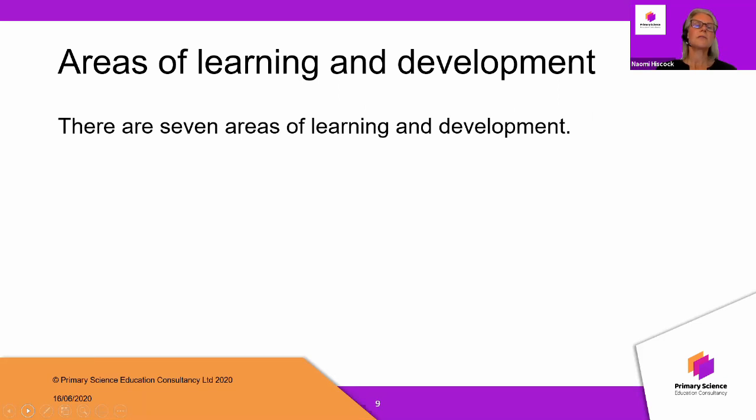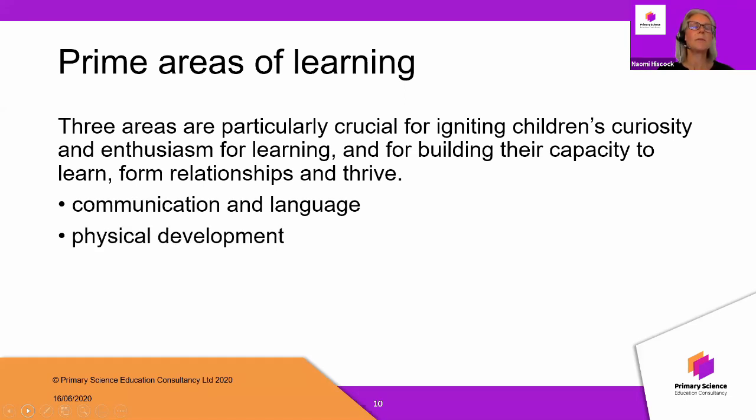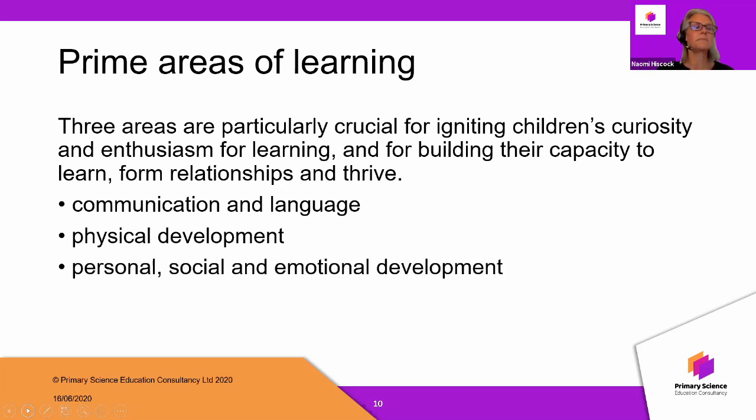So alongside the characteristics of effective learning, there are also these 7 areas of learning and development. And 3 of them are the prime areas. So these are the really crucial ones: communication and language. And again, that came up in the chat as being something where we need to provide a really language-rich environment for the children. Physical development is also important. Obviously, that becomes PE later through the school, but it's physical development in so many different ways, the small and large motor skills. And then the personal, social, and emotional development.